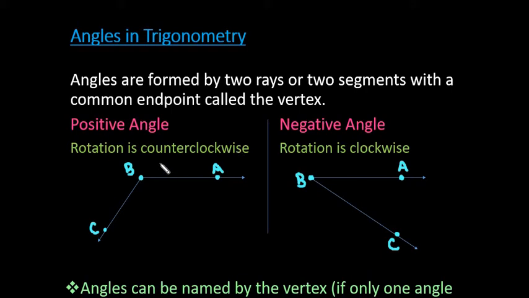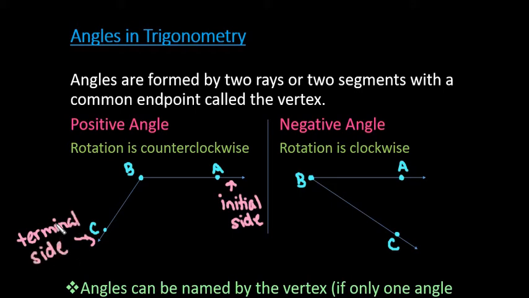So with a positive angle the rotation is counterclockwise. So we always start at an initial side, so a starting side. So this would be our initial side. And then we would also have a terminal side, where this is where it's going to end. And basically with a positive angle, you would start at ray AB and then you would rotate counterclockwise until you get to the terminal side, and this would be a positive angle measurement for angle ABC.